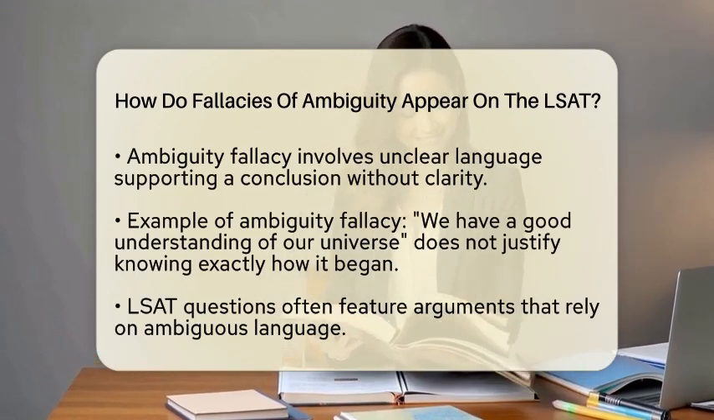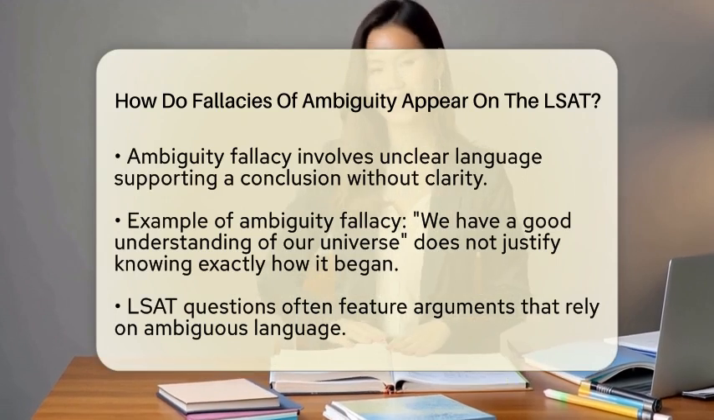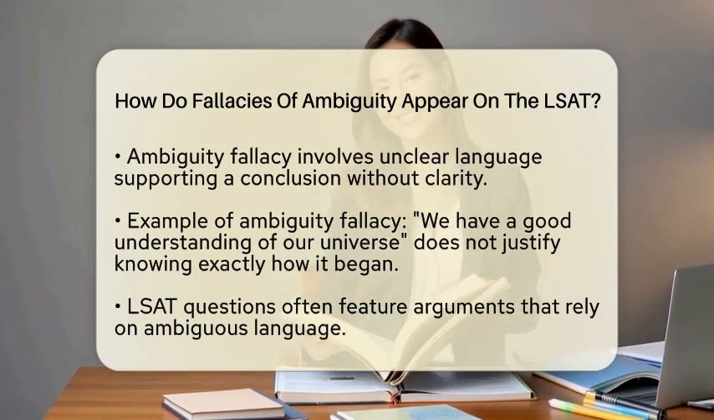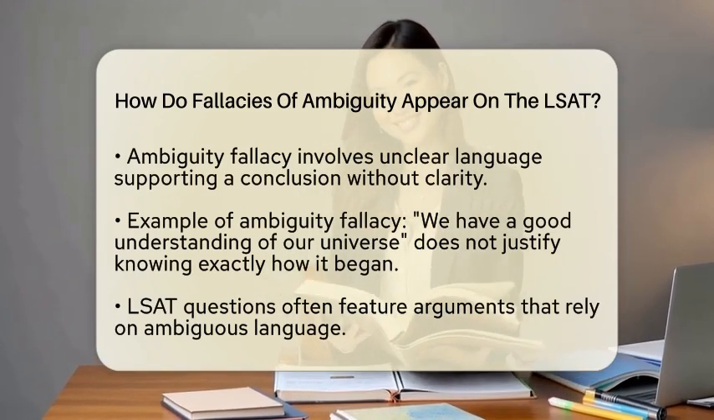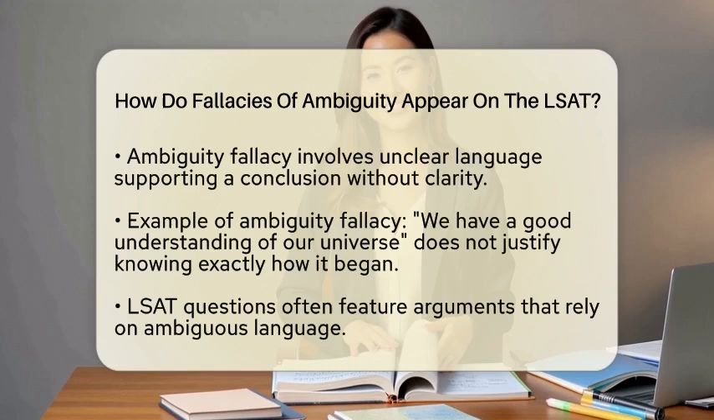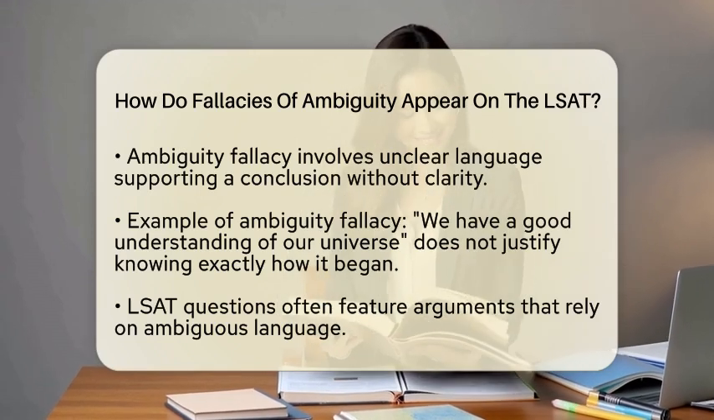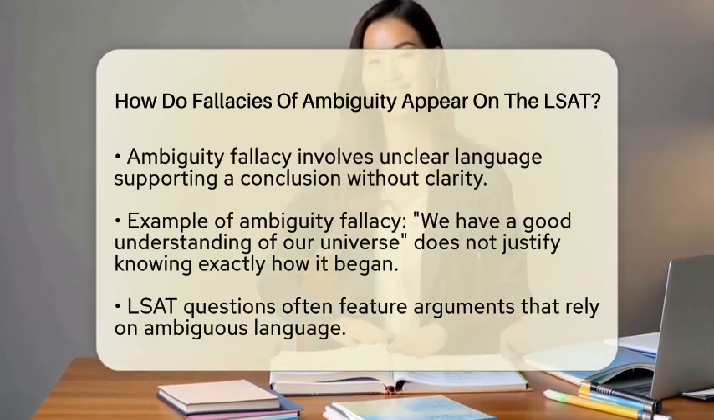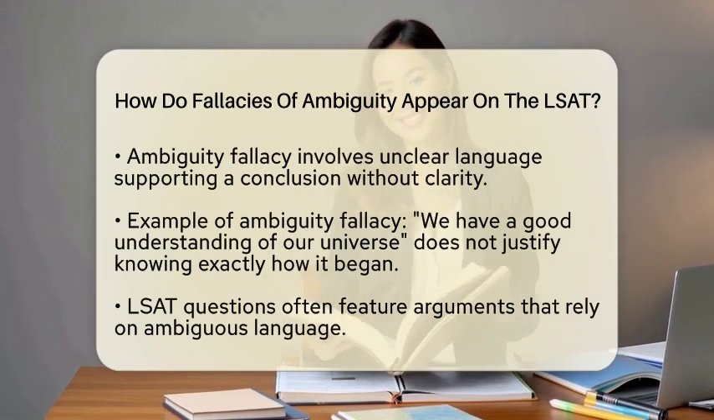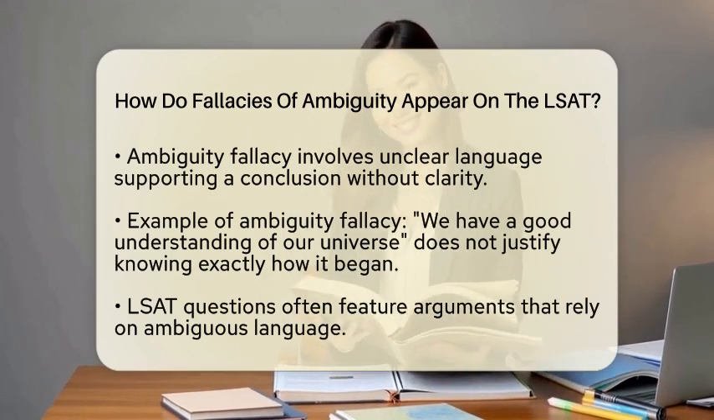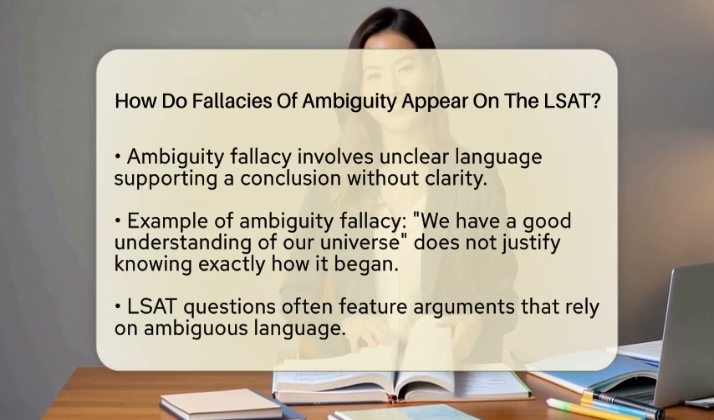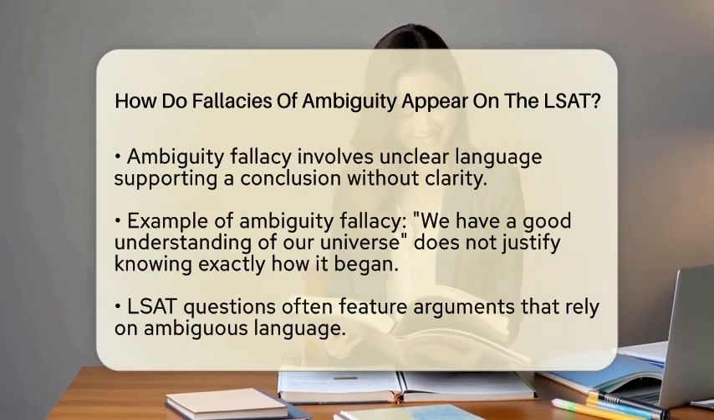Another type is simply known as ambiguity fallacy. This involves using unclear language to support a conclusion. Imagine someone claims, "We have a good understanding of our universe," and then concludes, "Therefore, we know exactly how it began." Here, good understanding is vague and does not support the conclusion effectively.